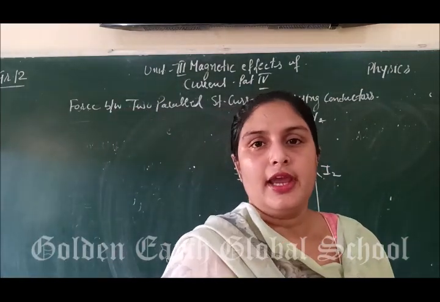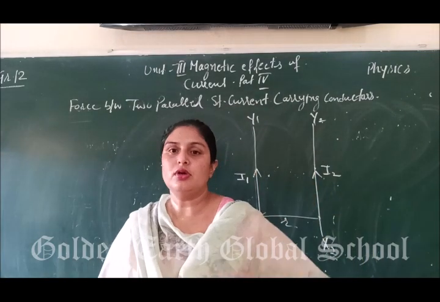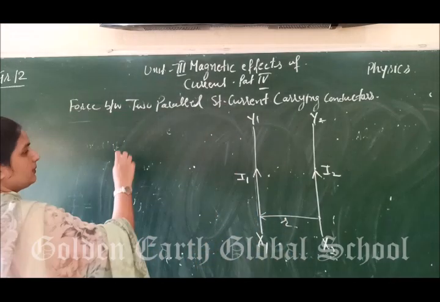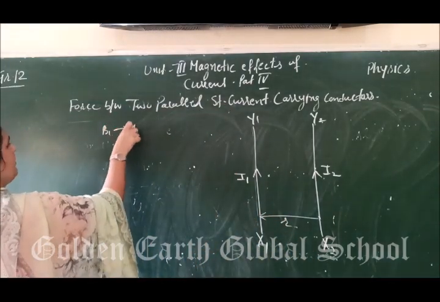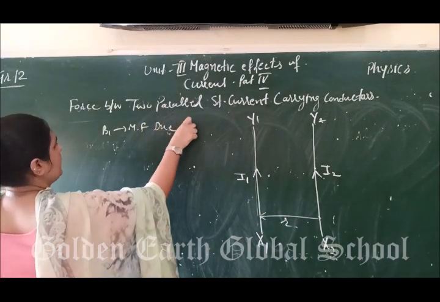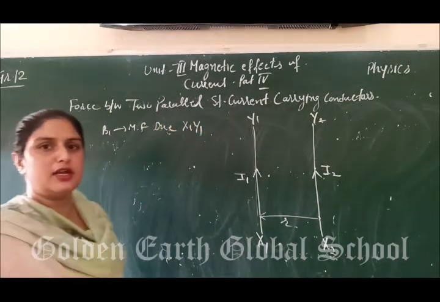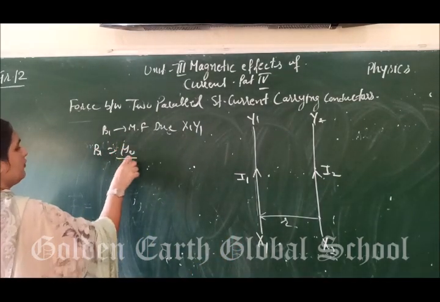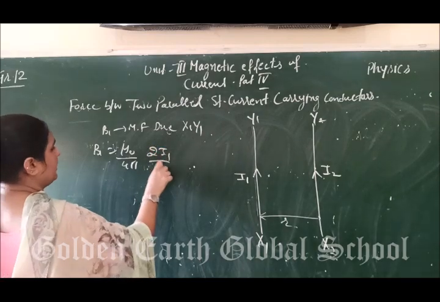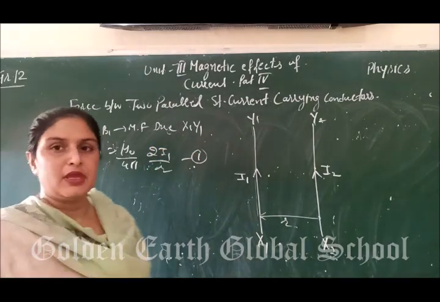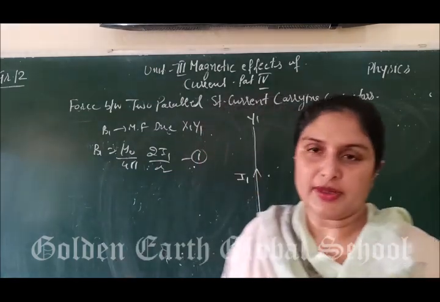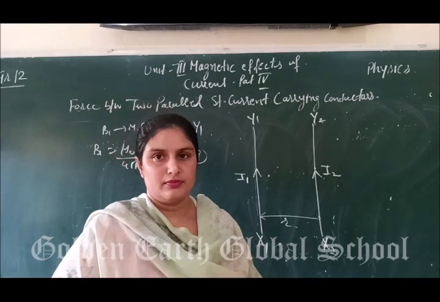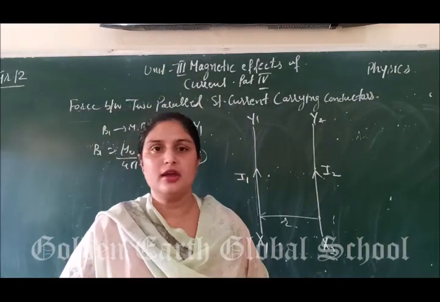We have calculated in the last video the magnetic field due to a straight current carrying conductor. Let us suppose B1 is the magnetic field due to the current carrying conductor X1 Y1. So B1 is given by mu naught by 4 pi, 2 I1 by R. Name it equation number 1. Now in this magnetic field we have placed the current carrying conductor carrying I2.